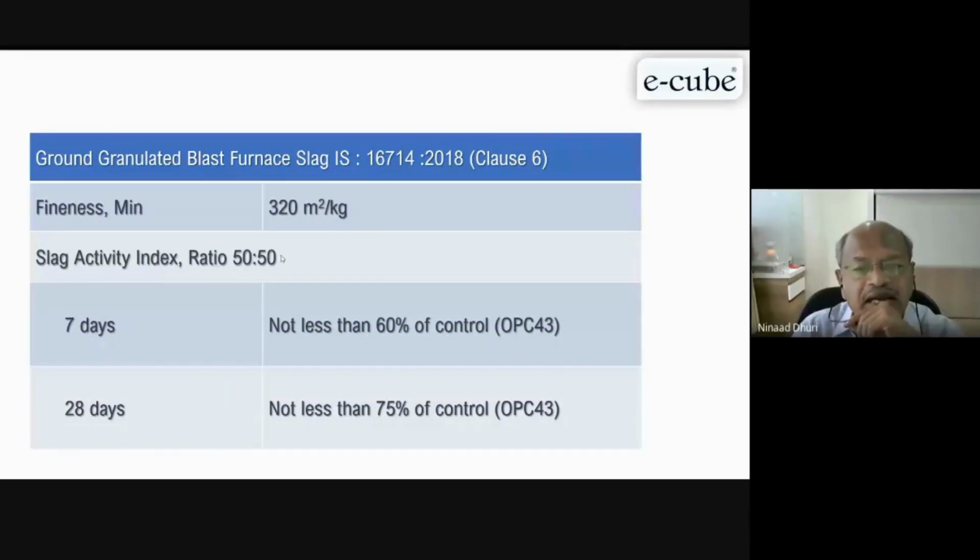And we should check the slag activity, meaning 50% OPC, 50% slag, and check the strength. It should not be less than 60% of control at 7 days, and at 28 days, 75% of control. So when you are using slag in your concrete, this is for making a cement, but when you're making concrete also, you have to check this activity. Like fly ash, we have lime reactivity. Here we have slag activity index, which is also important. You can note this down because a lot of people don't know this. This slag also needs to be tested.